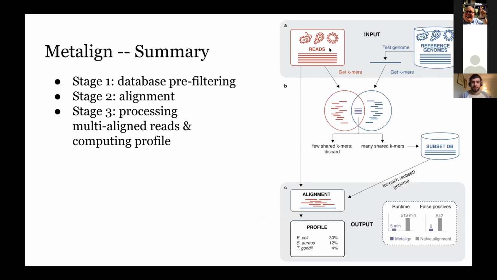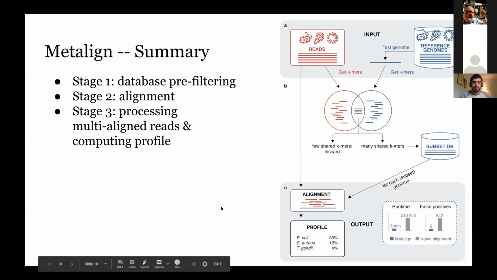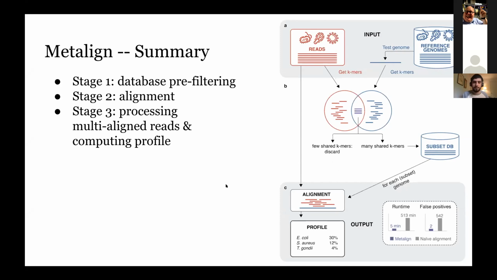And so just to give you the full picture here, again, we have our input sequencing reads, our reference database. SMASH quickly tests each genome and gives us the containment index for all the genomes. And then based on a cutoff threshold, we include organisms in this subset database, which tends to be much smaller than the full database. And then we perform alignment from the reads to that database, and then deal with those multi-aligned reads and produce the output profile. So that's sort of the sketch of the meta-align method.